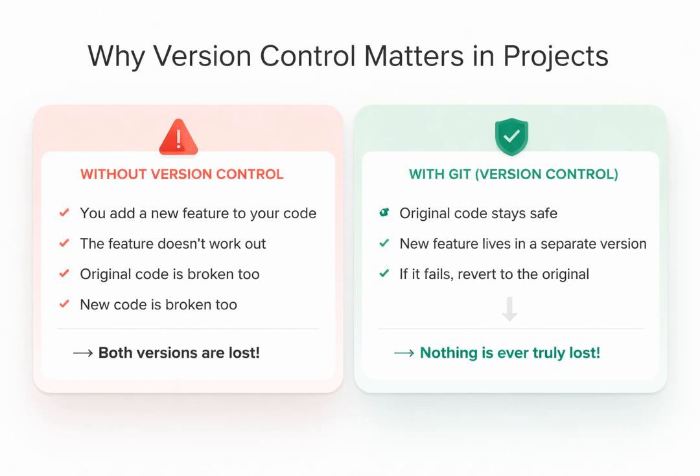Let's think about a very common problem in software development. Imagine you're working on a project and you decide to add a new feature directly to your existing code. You start making changes, and then the feature doesn't work out. Now you're in trouble, because not only did the new feature fail, but you've also messed up your original working code. Both are broken. This is exactly the kind of disaster that version control is designed to prevent. With Git, your original code stays safe in one place, and any experimental work happens in a separate version. If things go wrong, you simply go back to what was working before.